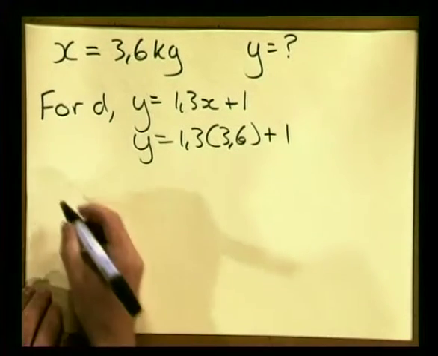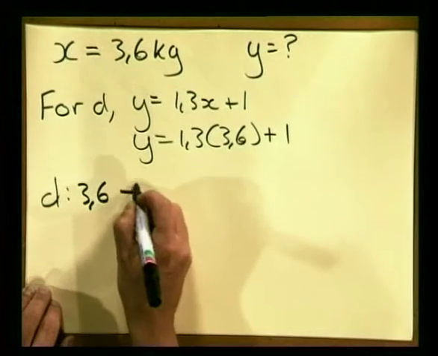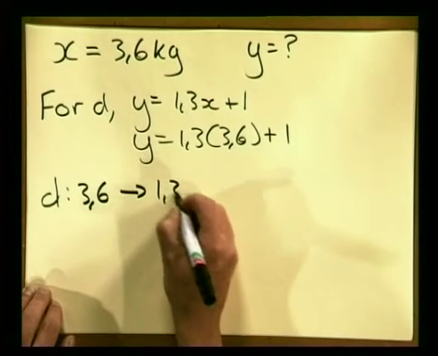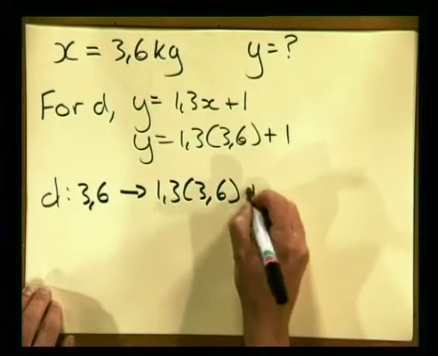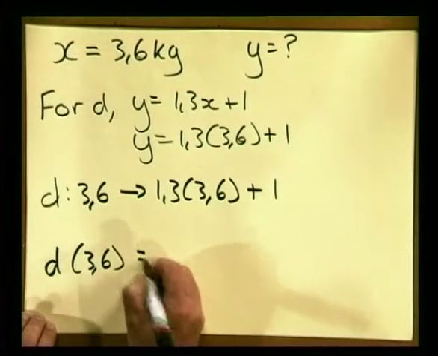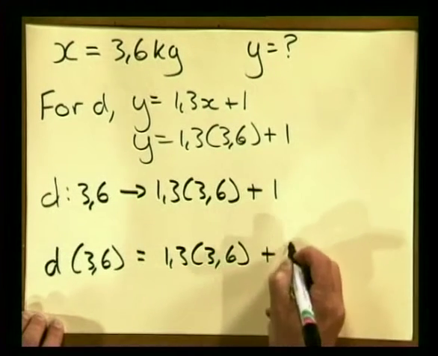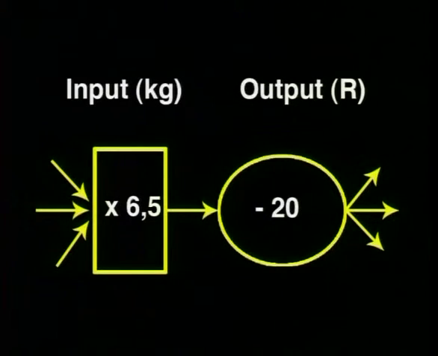An alternative notation we could use is the mapping notation. D will map 3,6 onto 1,3 multiplied by 3,6 plus 1. Or lastly, d of 3,6 is equal to 1,3 multiplied by 3,6 plus 1. Does this remind you of what we did with a flow diagram when we were trying to calculate profit? Each output value depends on the value of the input. This is the same as what we're doing here.